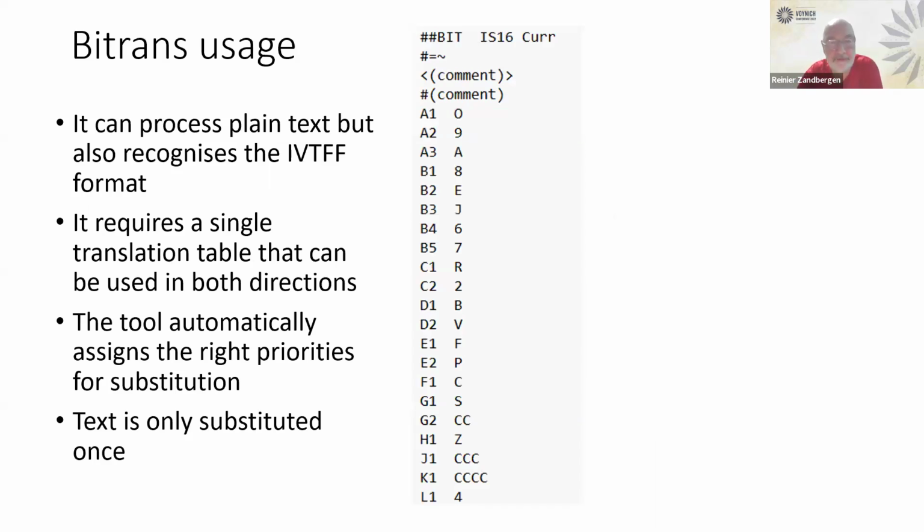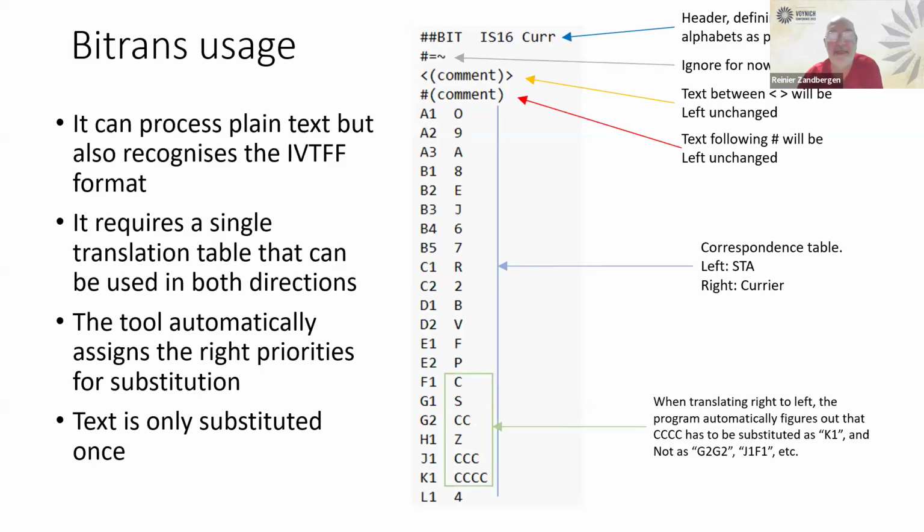I have made very extensive use of this, and basically it uses a table with 2 columns that we see here. And the column on the left represents the list of characters in one alphabet, and the column on the right represents the same characters in another alphabet. And the tool can be instructed to do the transliteration, or the translation, I should say, from left to right or from right to left. So that's why it's called Bitrans. It's a bidirectional transliteration tool. This tool can process plain text files, but also recognizes the IVTFF format. And the main way to do that is that it recognizes that certain text should be considered comments or should not be translated. And this is indicated here in this file.